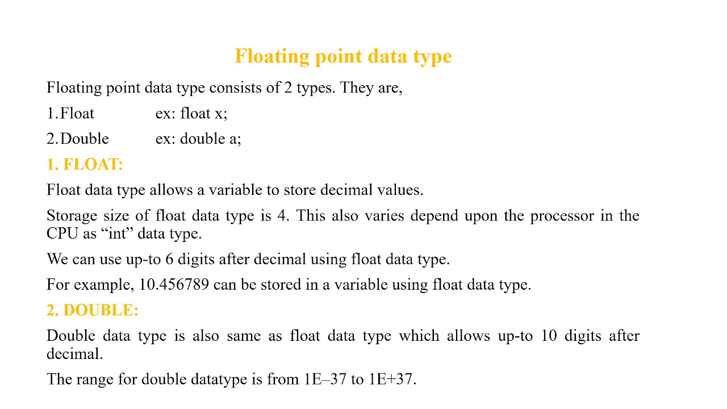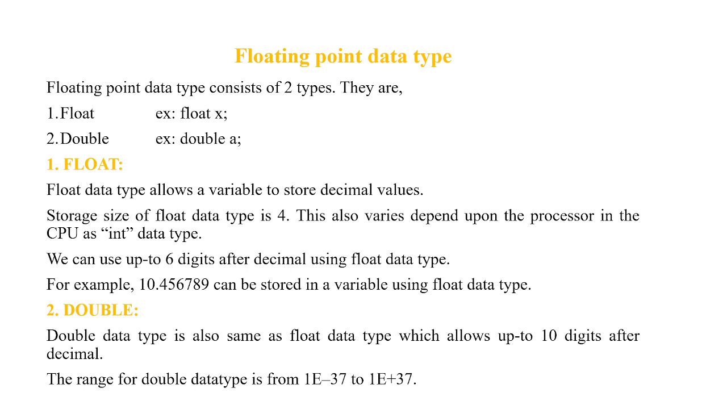Now let us move to the floating point data type. The floating point data type consists of 2 types. One is float and the other is double. That is, if you want to store any decimal point number, C allows 2 data types, that is float and double. For example, float x. In x, I can keep any decimal point number, and double a. In a, I can keep a long precision decimal point number.